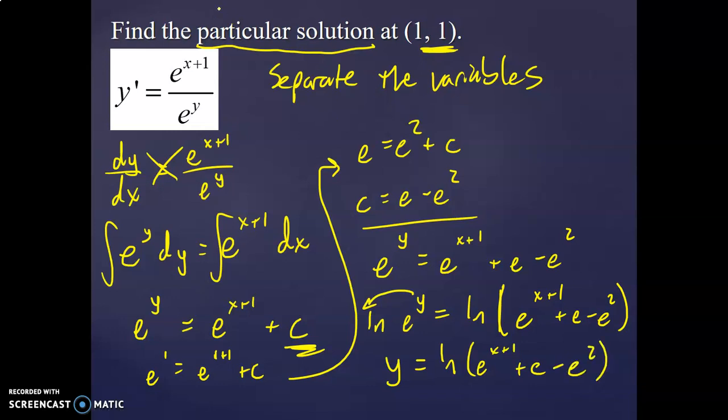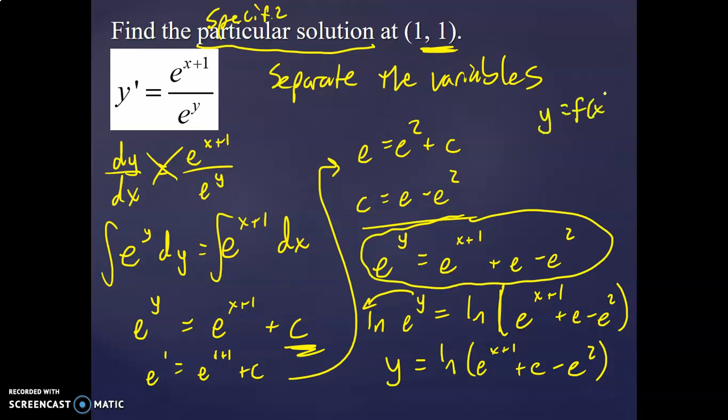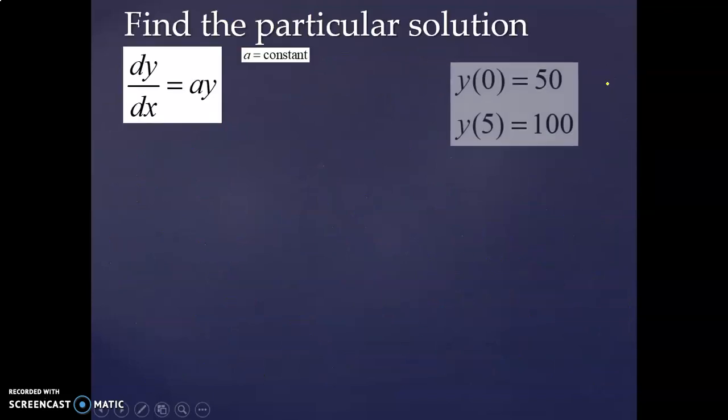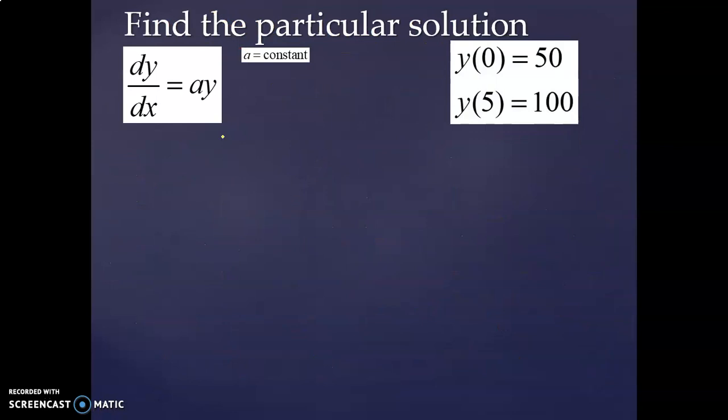So a particular solution or specific solution is going to use your initial condition to find the c value and then find the solution. Technically, I could have stopped here because it doesn't say anything about the function y equals f of x. But a lot of times on the AP exam, it'll say find the particular solution y equals f of x. That's what tells you that you need to solve for y, if you see that statement on the AP exam.